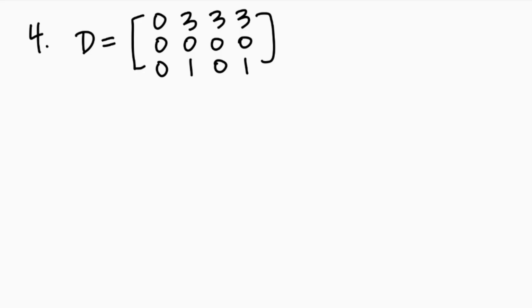All right, number 4 has got this 3 by 4 matrix D where it's got an all 0 column and then 2 columns that are identical and then another column that's not too far off. So we want all 4 fundamental subspaces. That's going to be the row space, the column space, the left null space, and the regular null space. So I might just start with column space.